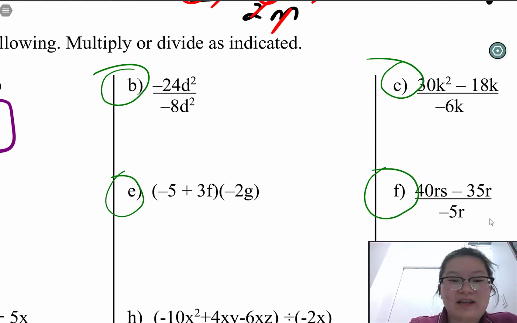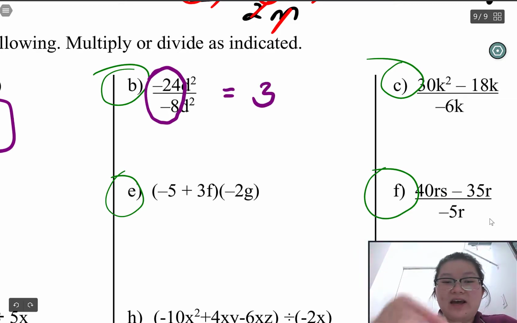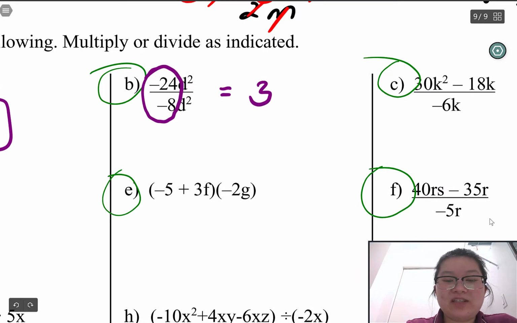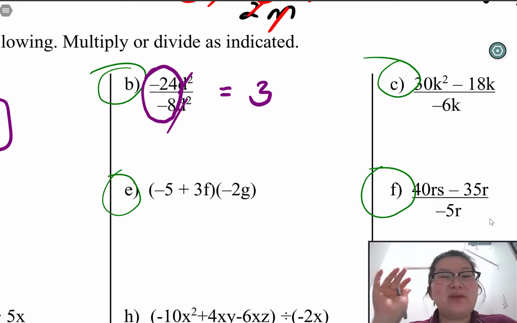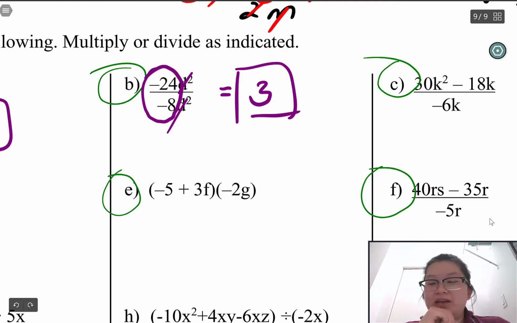So this is already in that format. Very convenient. Negative 24 divided by negative 8 is going to be 3. And guess what? D squared divided by D squared, the same thing divided by itself, is just going to cancel out. I don't even care what the exponent is. They're just the same thing. So there you go, 3.